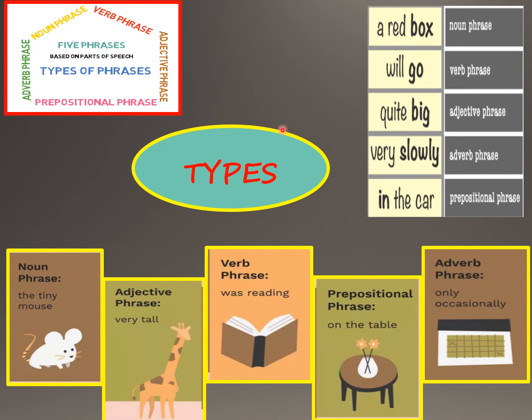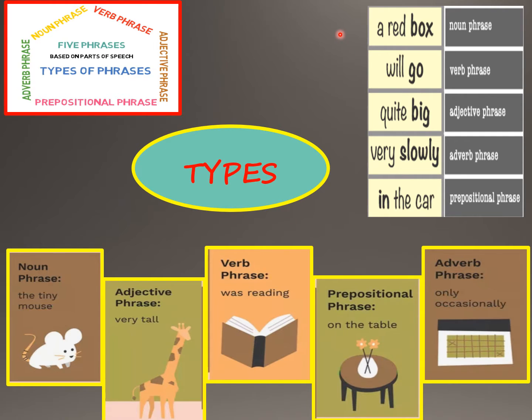There are 5 types of phrases, children. The first is noun phrase, adjective phrase, verb phrase, prepositional phrase, adverb phrase. Out of these 5, only 4 are there. Verb phrase is not a part of your syllabus, so I will not talk much about it and we will not deal with it in detail.